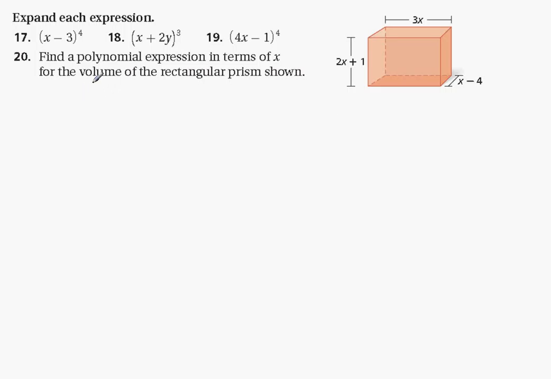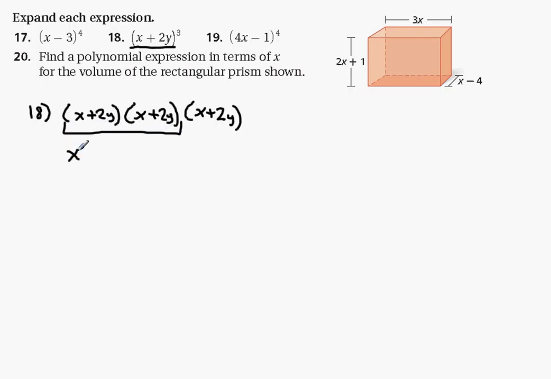All right, looking at number 18 and using multiplication. So think of this, 18 can be rewritten as x plus 2y times x plus 2y times x plus 2y. That's what x plus 2y raised to the third power means. Okay, so multiplying vertically, take these two first. So I have x plus 2y times x plus 2y.